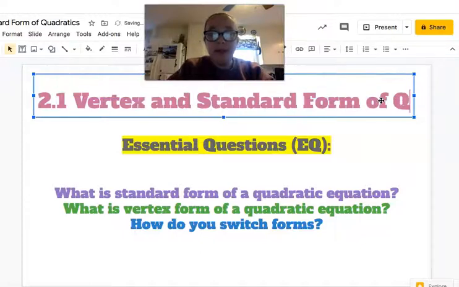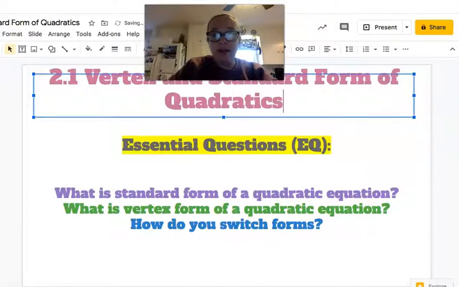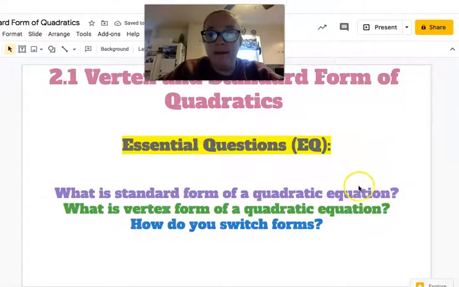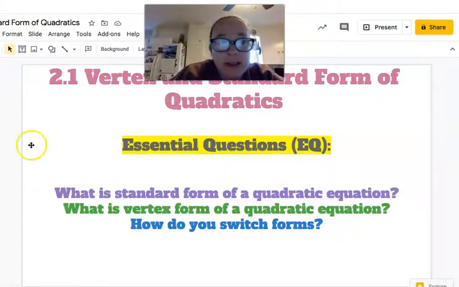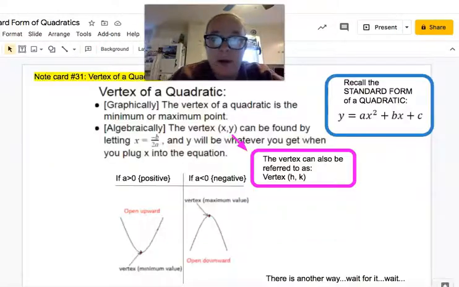This may be something you already did in Math 1, maybe not, it just depends on how far Mrs. Kane got. Essential questions for today: what is the standard form of a quadratic equation? What is the vertex form of a quadratic equation? And how do we switch forms? Now I know you know standard form, that's ax squared plus bx plus c. But let's make sure that we know about vertex form.